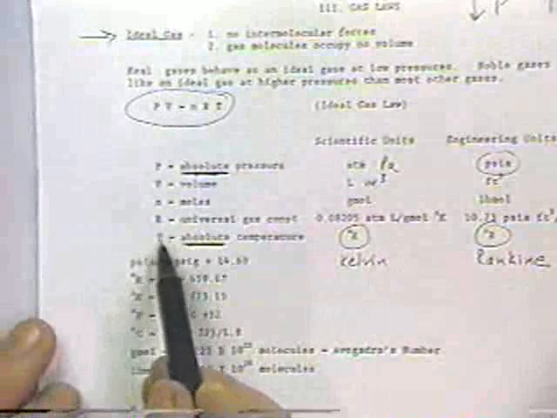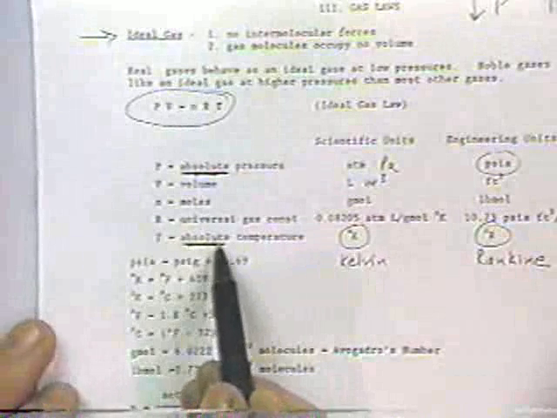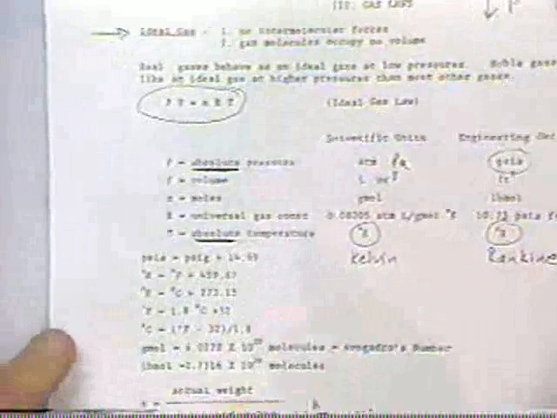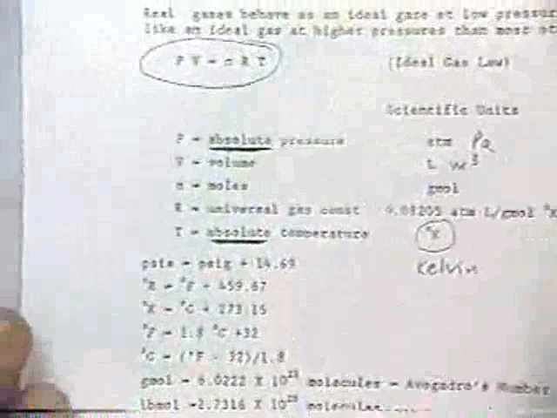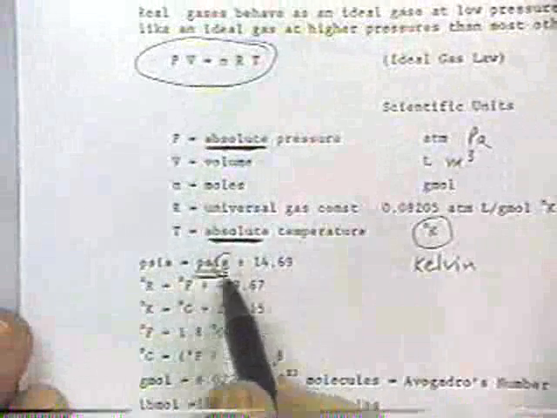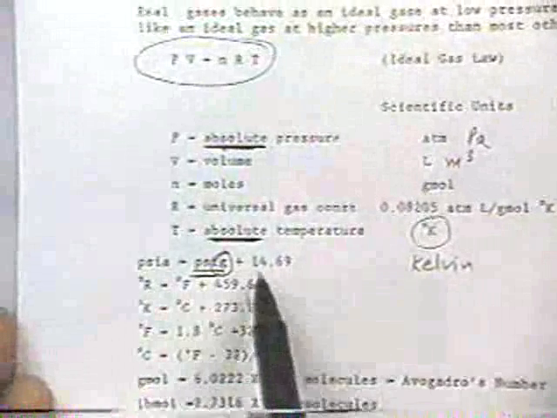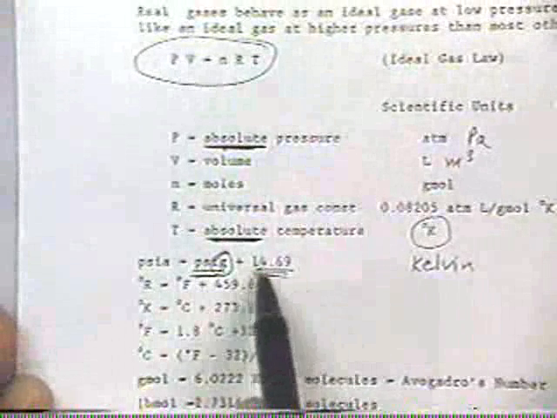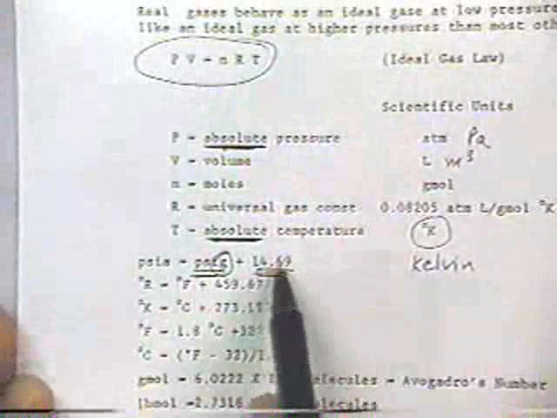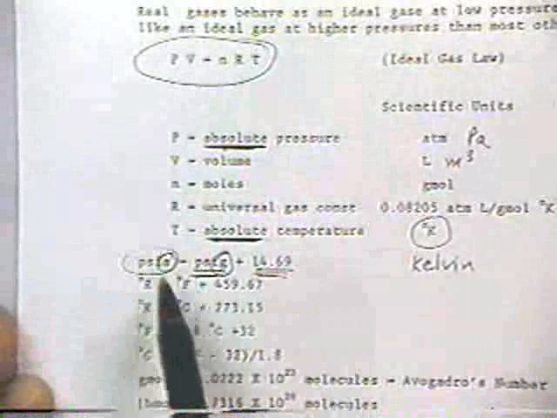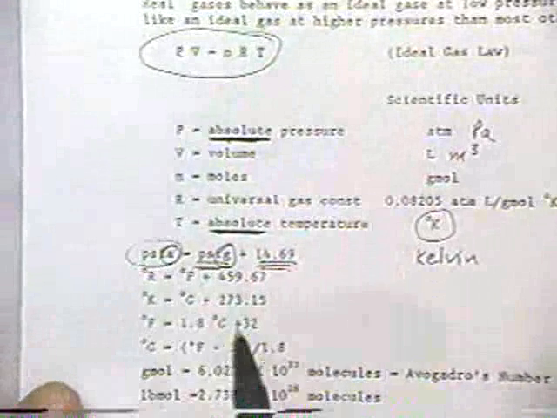And so when we're talking about absolute temperature, it's the temperature scale where zero is assigned to absolute zero. Now let's zoom in on some of these formulas. If you are given the pressure as a gauge pressure, what you do is add 1 atmosphere to it. 1 atmosphere is 14.69 psi, and that'll get you your absolute pressure.